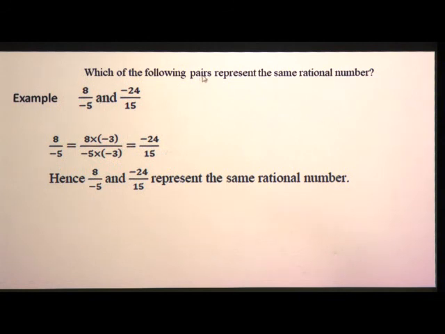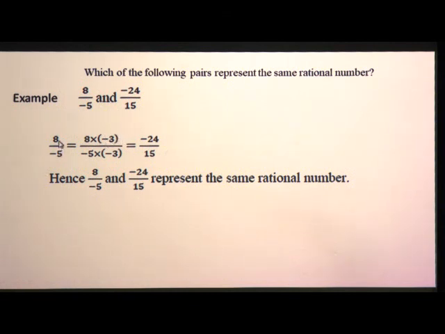Which of the following pairs represent the same rational numbers? Here we have the pair, and we have to find out whether this pair represents the same rational number. So, 8 upon minus 5 and minus 24 upon 15. Now, what we have to do? First, we have to find its LCM. So, it will be easier to find it out.